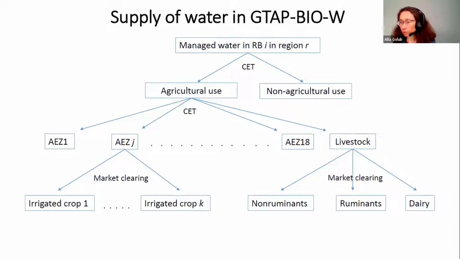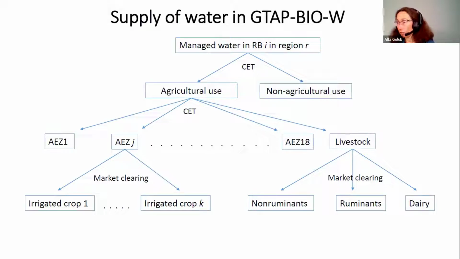Now let's talk about how water is supplied to different activities. So we assume that water cannot move freely across users within a river basin. To incorporate this assumption in the model, supply of water to various activities is represented with a nested constant elasticity of transformation structure. There are three levels in the structure.